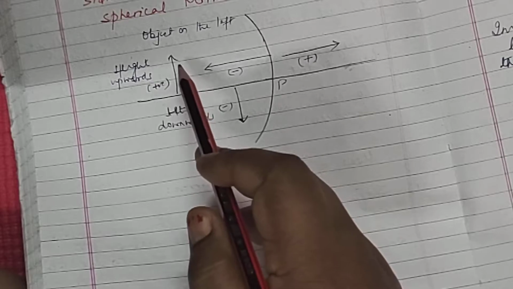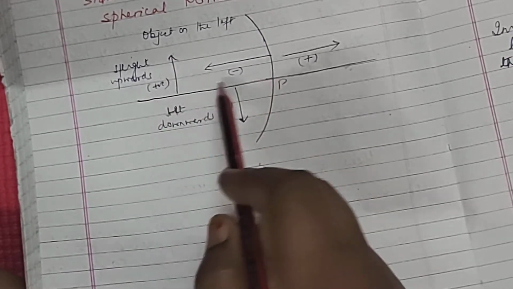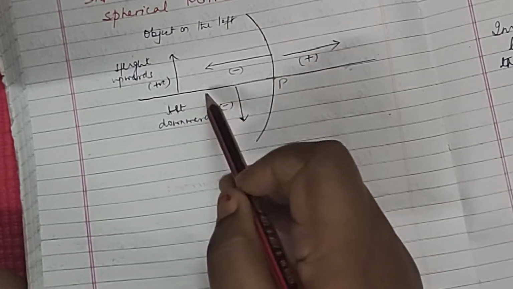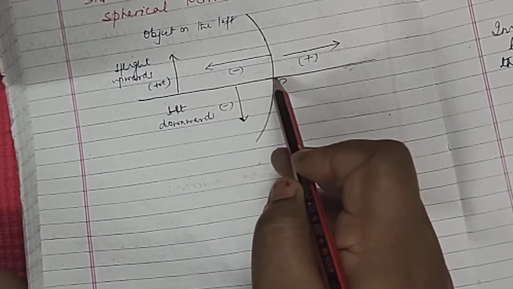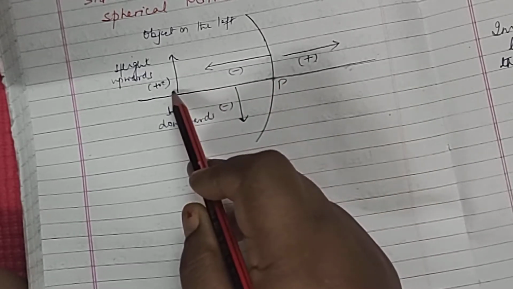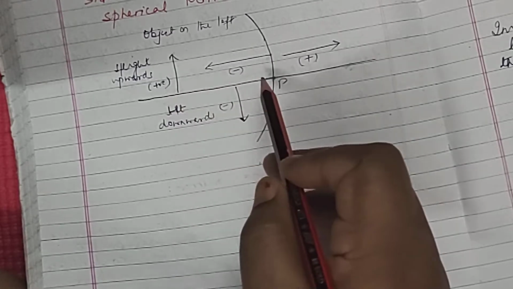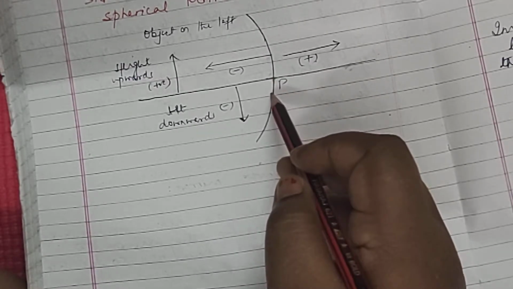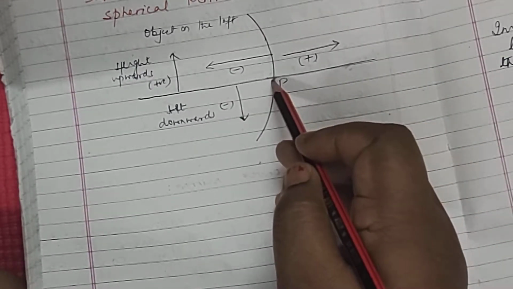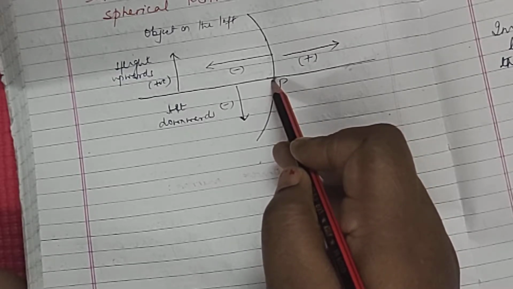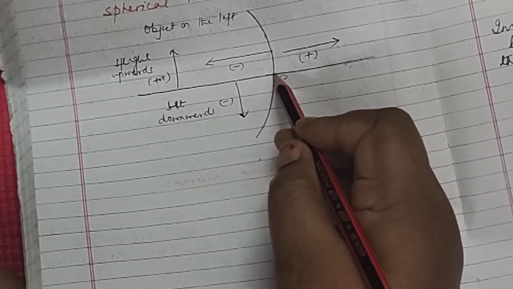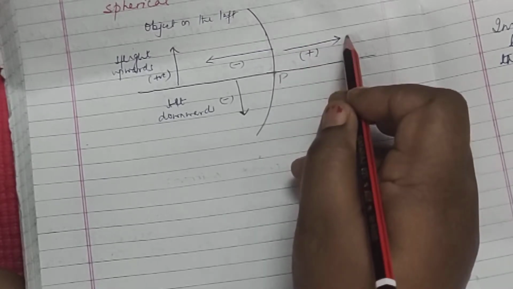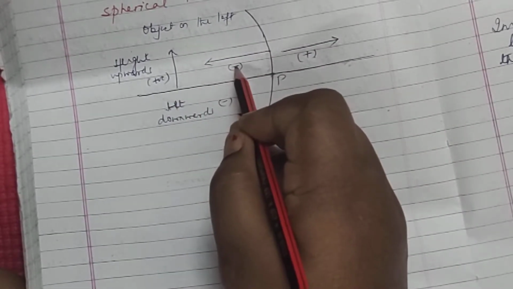Okay, then all distances are measured parallel to the principal axis from the pole of the mirror. This is the pole. So if suppose your object is here and it is at 20 centimeter, you will measure it from the pole. If I am saying that the object is at 20 centimeter, it means the object is at 20 centimeter from the pole of the mirror. Then all the distances are measured to the right of the origin along the x-axis. Meaning what? If it is towards the right of the origin, here P is the pole, the origin, towards the right it is positive, towards the left it is negative.